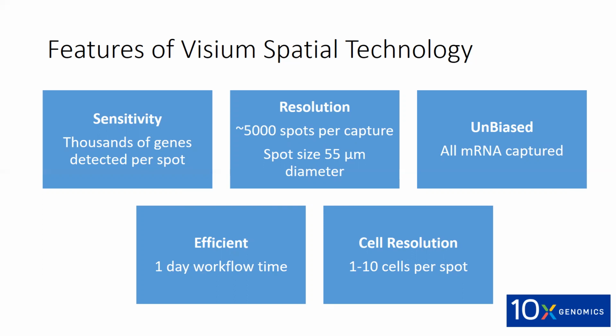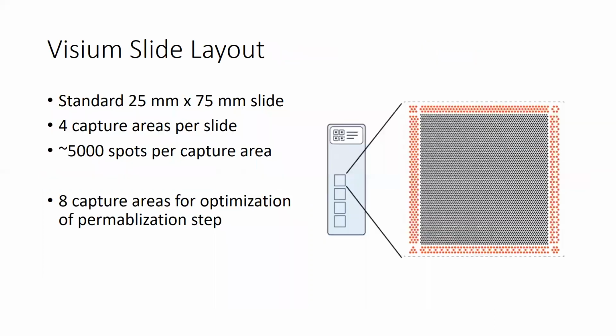And lastly, this workflow from getting your tissue section onto the slide to library preparation and ready for sequencing can take about 1 day. And just looking briefly at the Visium slide here, you can see in each slide there are about 4 capture areas per slide. And each of these capture areas has those 5,000 spots. The red spots around the larger opening are for alignment during the analysis portion and do not actually capture any mRNAs, but anything covered by the black spots will be sequenced during the Visium process.